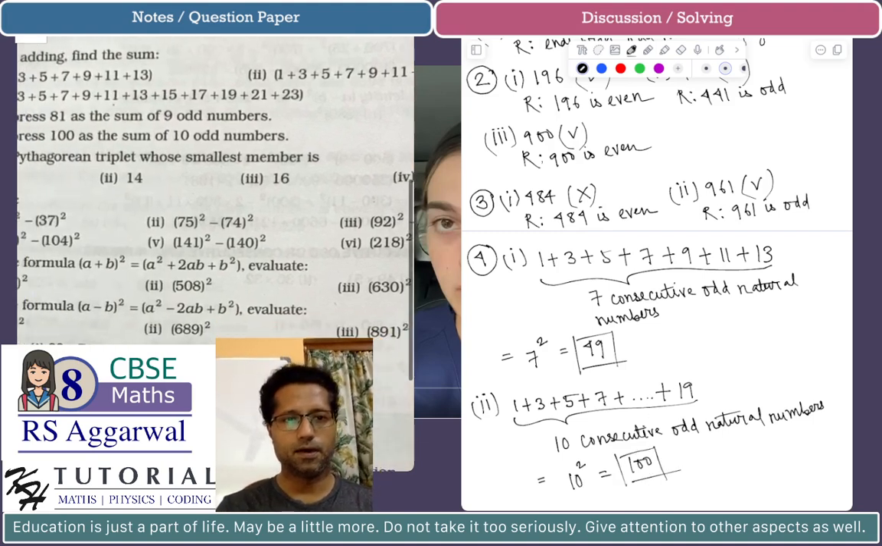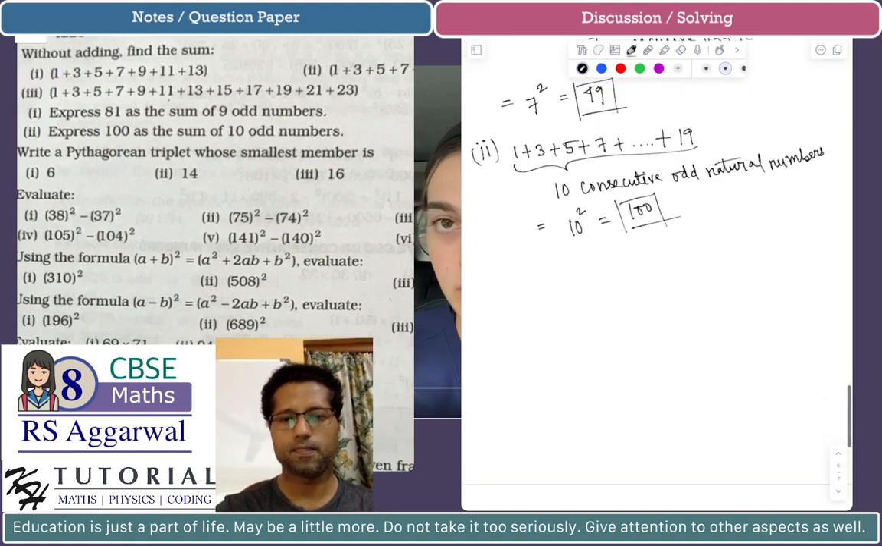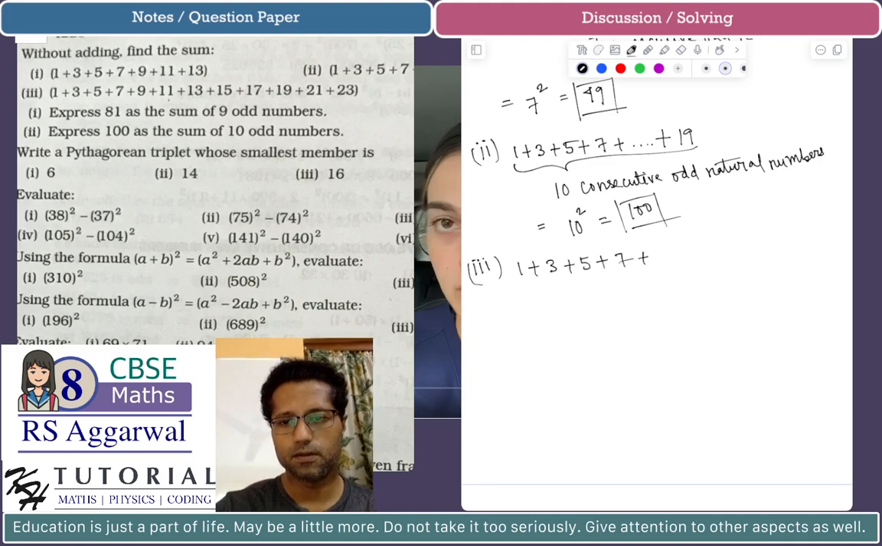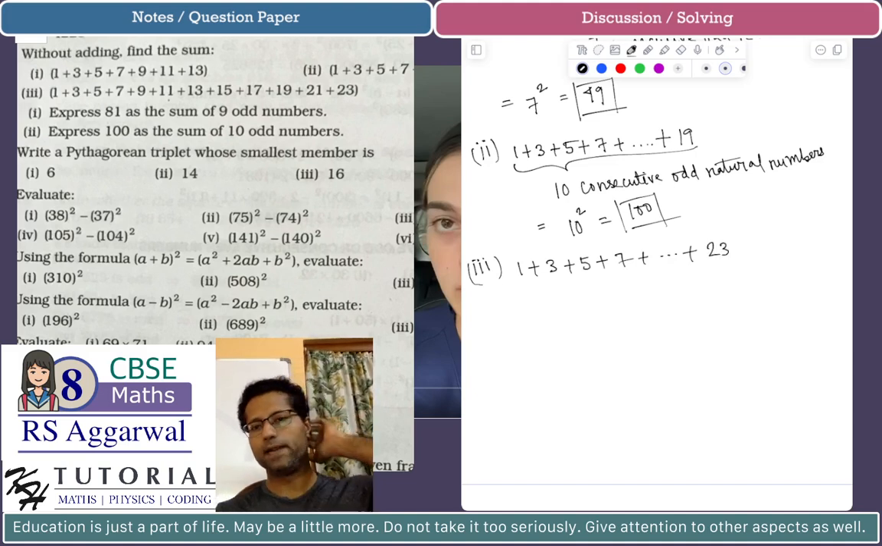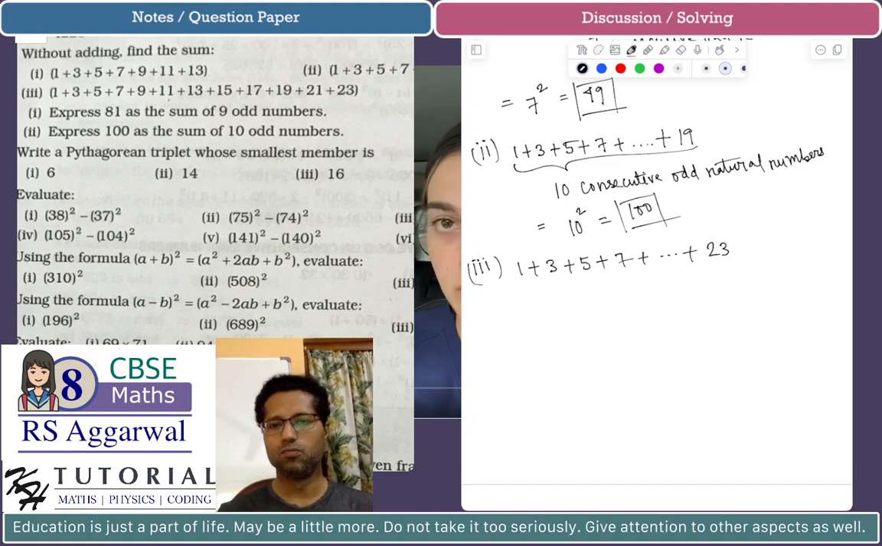Now similarly, part 3. It is the sum of 1 plus 3 plus 5 plus 7, like this, up to 23. So up to 19 there were 10 odd natural numbers. So after 19 it will be 21 and 23. So two more are added.